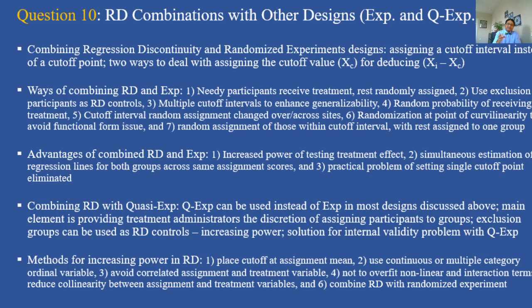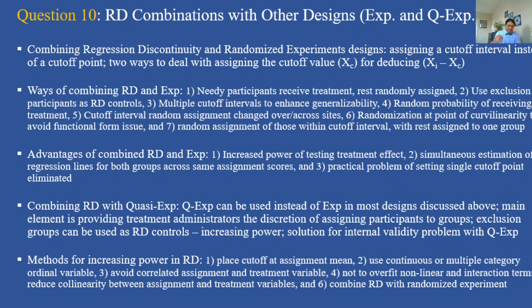The book lists 7 different ways in which regression discontinuity and randomized experiment design can be combined. First is all participants on one side of the cutoff are deemed needy and then assigned the treatment, while the remaining ones are assigned randomly to either the control or the treatment group. This is a much more ethical design. Second type is the regression discontinuity design could be added to an existing randomized experiment, wherein those who are to be excluded from the study can be added as regression discontinuity controls.